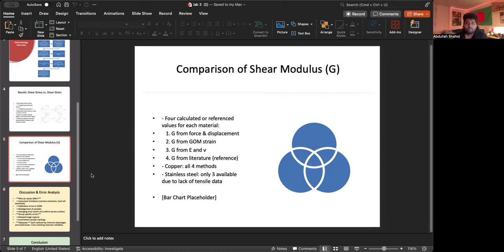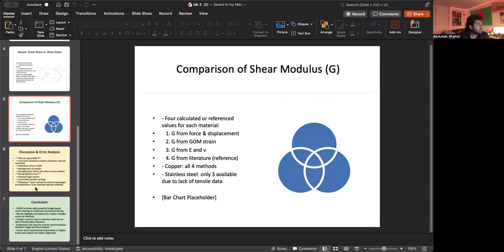For copper, we were able to get all four values. For stainless steel, tensile data was unavailable when I did research, so only three values could be compared. The closeness of the copper values suggests high consistency, while the spread in stainless steel values highlights the importance of having complete material data for accurate comparison.